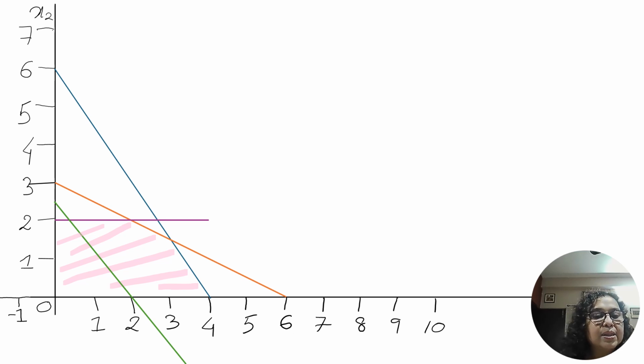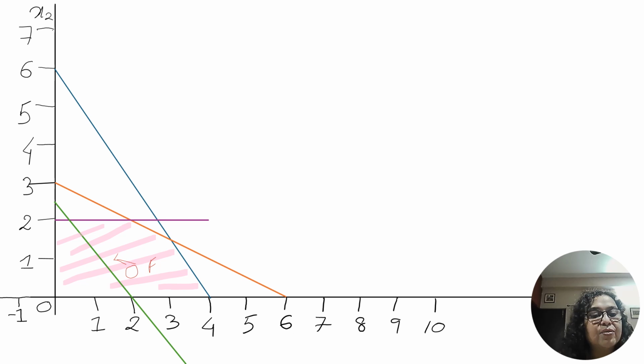So this is the diagram, and this green line is the objective function. This part is in the feasible region, but it is not optimal because I need to maximize. So I have to move it towards the right, upwards, so that profit increases.